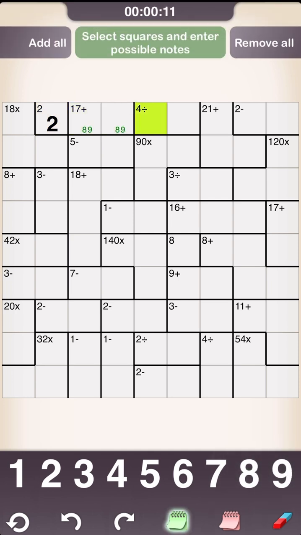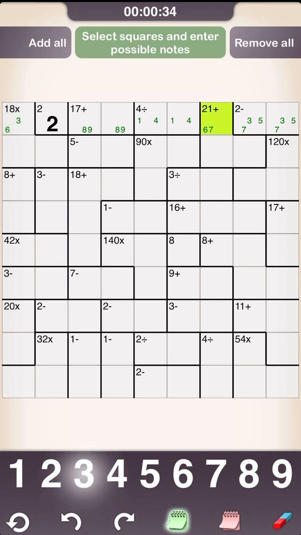So 8 or 9 for 17 plus. We've already used the 2, so it's got to be 1, 4. 1, 4, 8, 9, 2. So that can only be 3, 5, 7, which must include the 5. So 1, 4, 8, 9, 2, 5. So we've got 3, 6, 7.